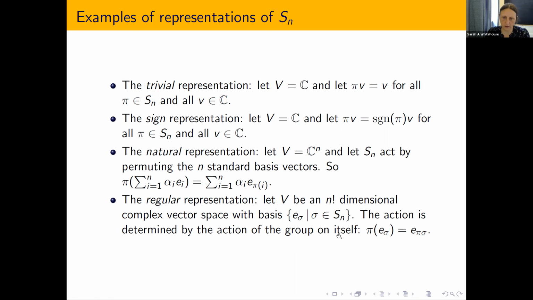And then you let the action be determined by effectively the action of the group on itself. You let a permutation pi act on the basis vector associated to another permutation sigma by taking it to the one indexed by the composite of sigma and pi. We're just using the fact that the group is acting on itself to do that. You could do that for any finite group. And again, as in the previous case, I've only specified the action on the basis vectors, but because one of the conditions is that the action has to be linear, everything else is determined once you've specified the action on basis vectors.